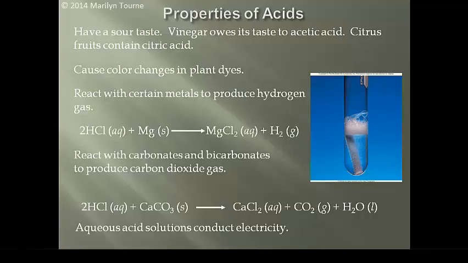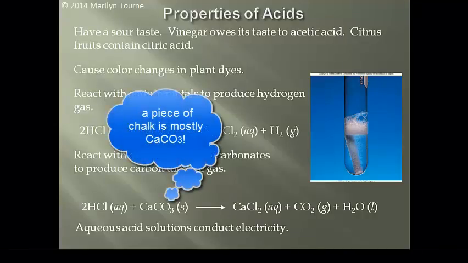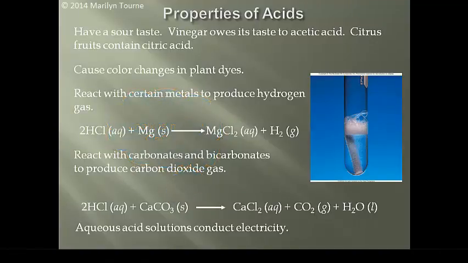Acids also react with certain metals to produce hydrogen gas. For example, hydrochloric acid plus magnesium, which is a metal, will produce magnesium chloride and hydrogen gas. And they also will react with carbonates and bicarbonates to produce carbon dioxide gas. For example, hydrochloric acid will react with calcium carbonate to make calcium chloride, which is a salt, carbon dioxide, which is a gas, and water, which is liquid. And that's the picture that I'm showing you on the right.